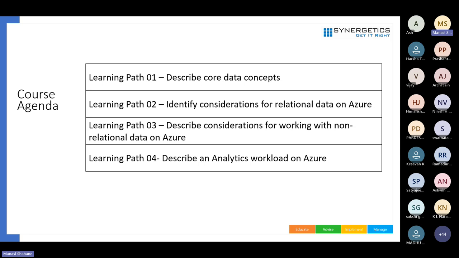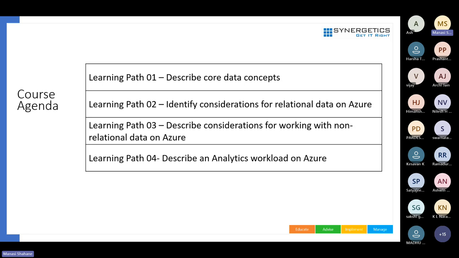And lastly, we are going to talk about some of the analytical workloads. There is a difference between OLTP and OLAP, which we are going to see. Generally, OLTP is used in databases and OLAP is used in data warehouses. And we will see how you can use certain analytical services of Azure for reporting or analysis, or if you want to orchestrate certain things, how you can use those services in Azure.